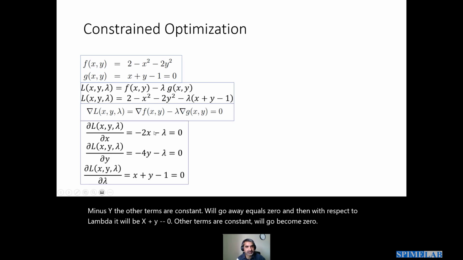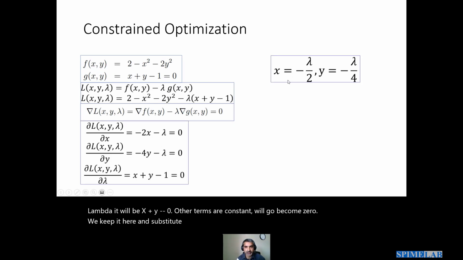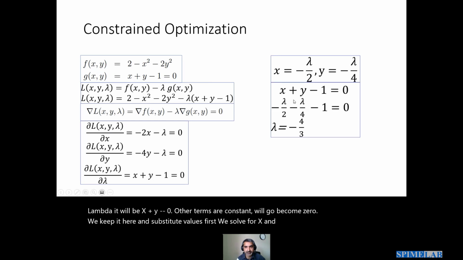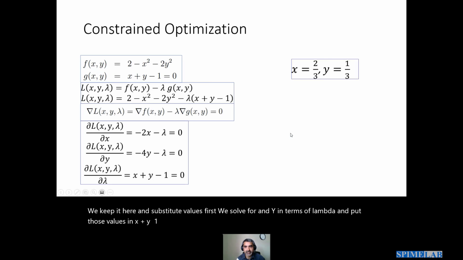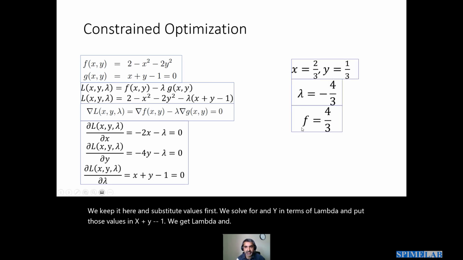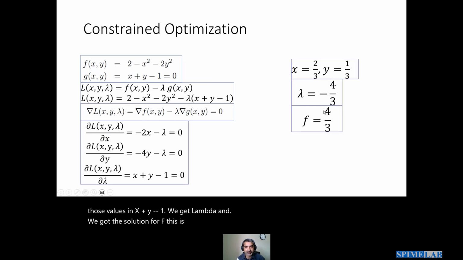Keep it here and substitute values. First, we solve for x and y in terms of lambda and put those values in x plus y minus 1. We get lambda and we got the solution for f. This is the x, 4 by 3, where this particular function is minimized, subject to this constraint.